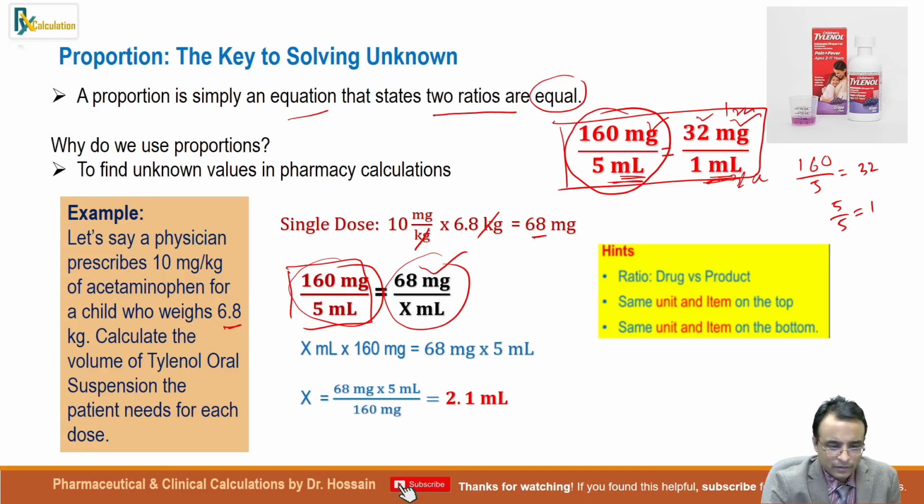And then do the cross multiplication. X times 160 milligram equals 68 milligram times 5 milliliter. Then if you divide both sides by 160, because we want to solve for X, you will get 2.1 milliliter. So the patient needs 2.1 milliliter for each single dose.